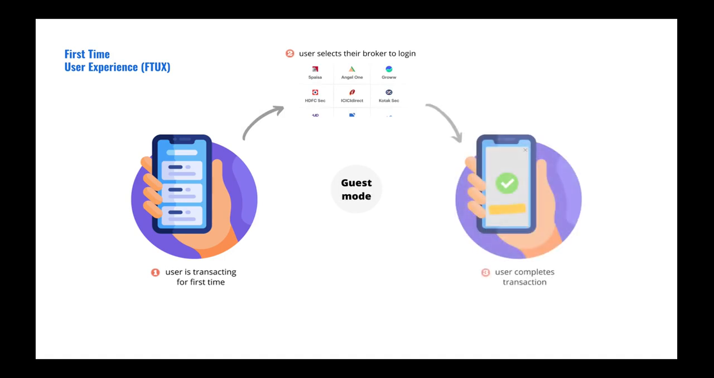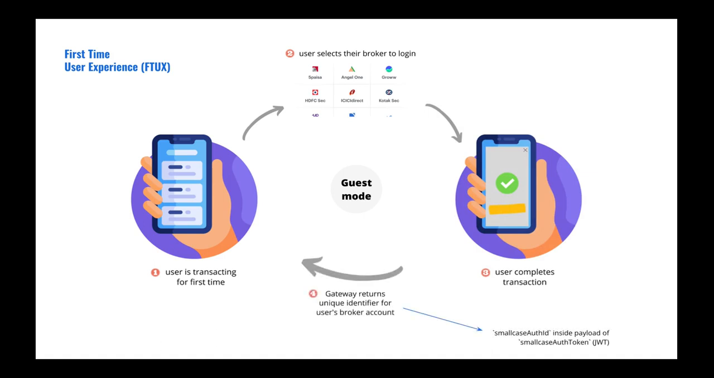Once this transaction is complete, Gateway will share a unique identifier for the user's broker account. This unique identifier is known as smallcaseAuthId. You can save this AuthId against the user's account for future use. We will discuss more on AuthId and JWTs in the next tutorial.